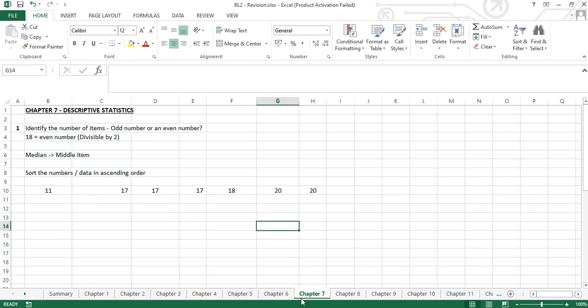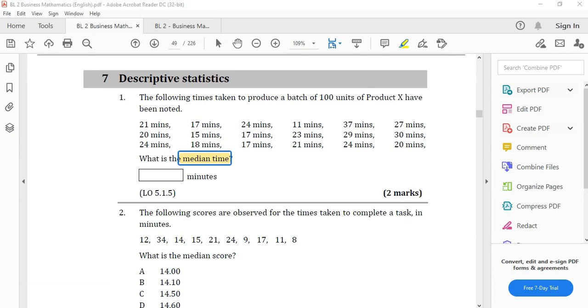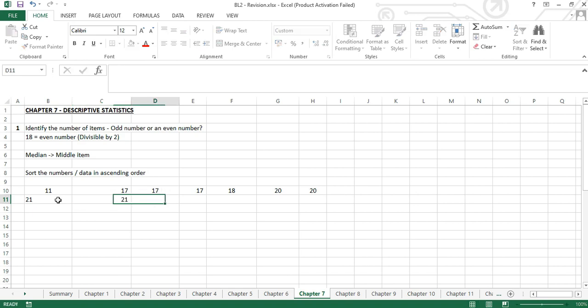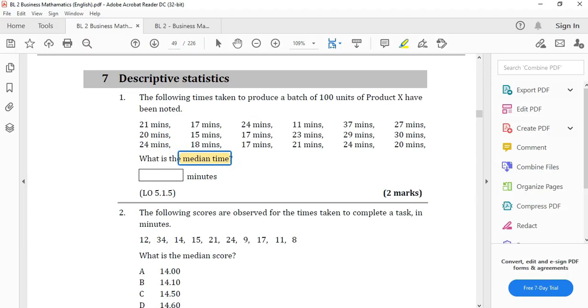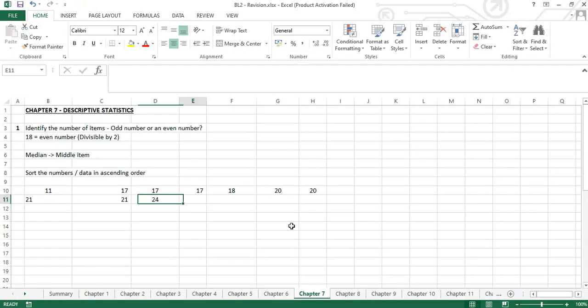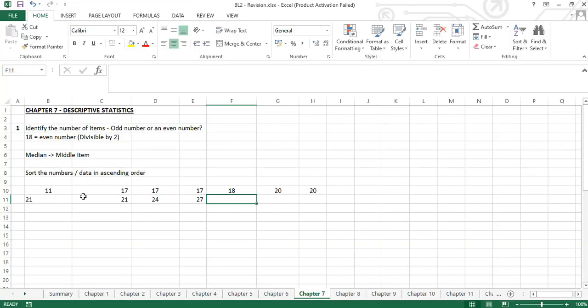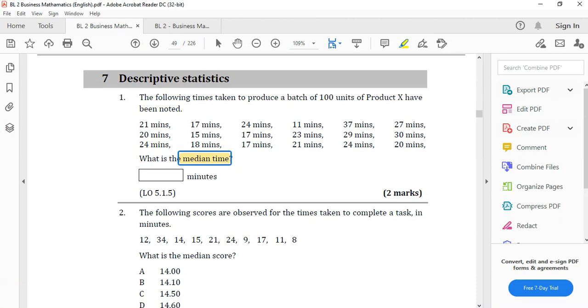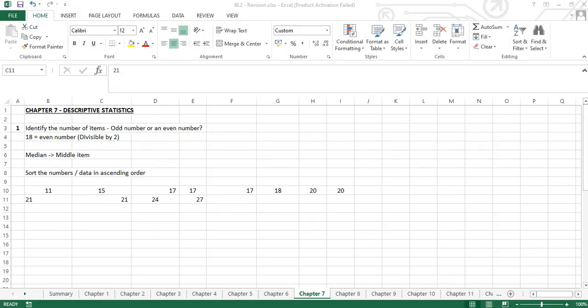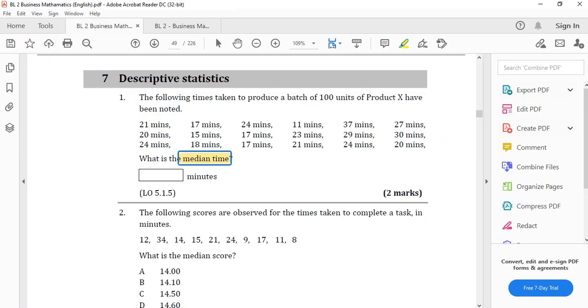Fine. And then what else? 20. After that, 21 minutes. There are two 21s. And then 24, 27. There's 15 minutes as well. So arrange it. You have to quickly arrange it. 15, 18, 20, 21, 23, 24 minutes, 27 minutes and 29 minutes.